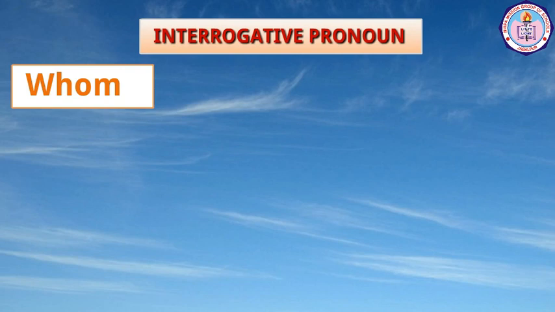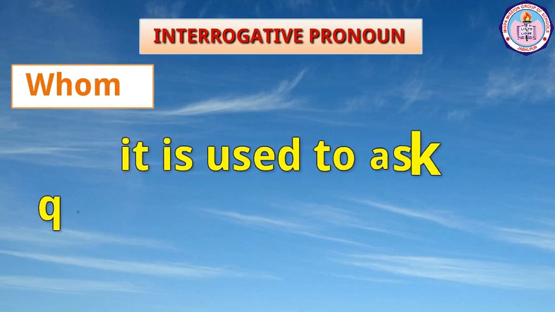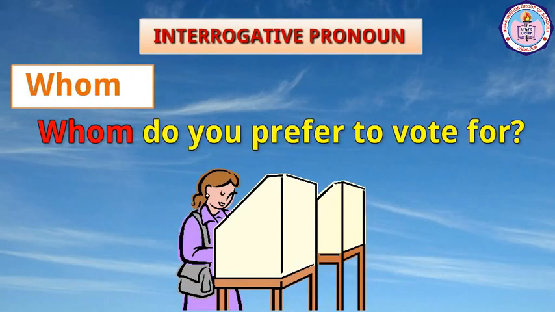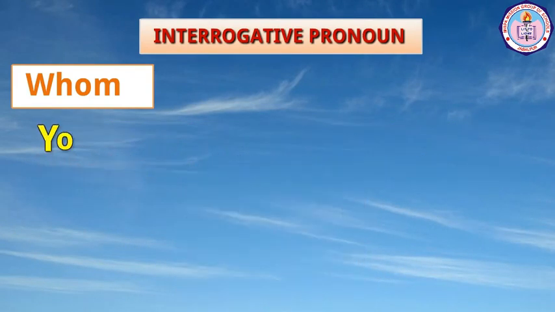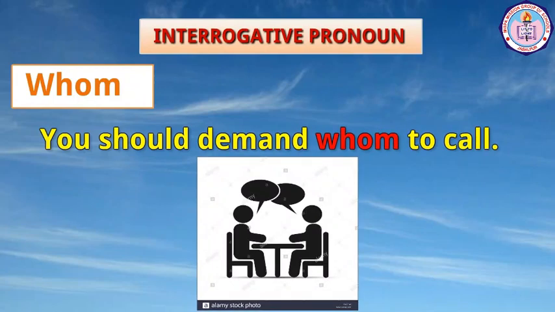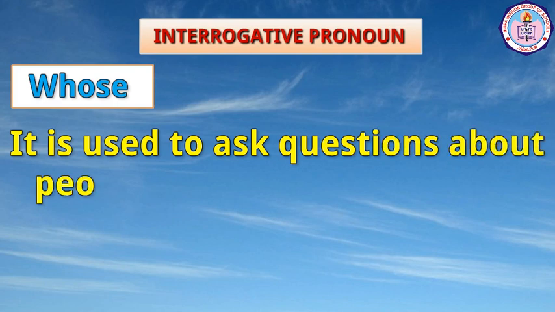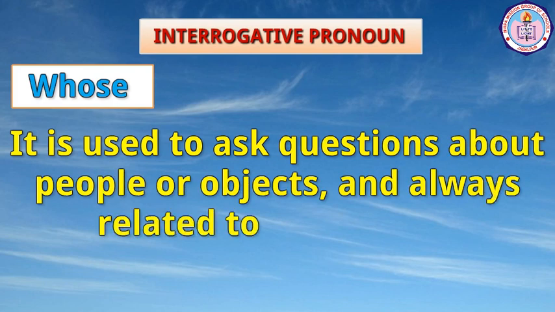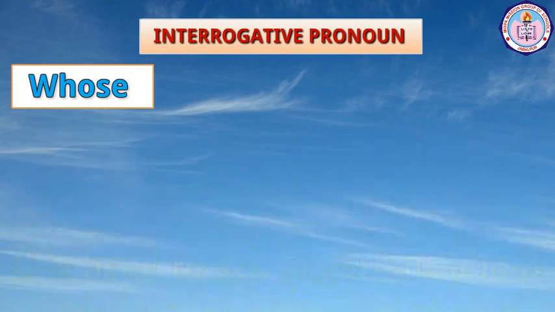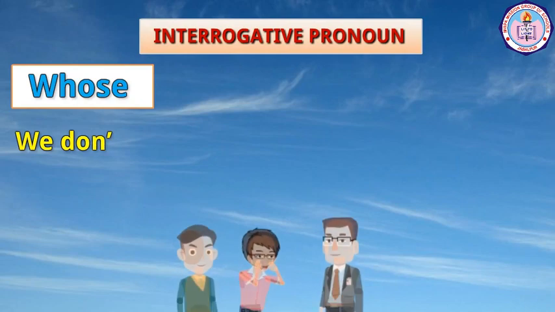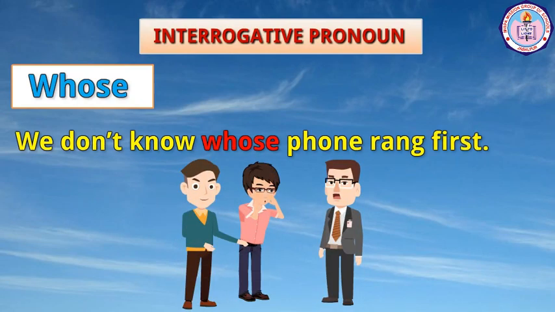Whom? This interrogative pronoun is rarely seen these days, but when it shows up, it is used to ask questions about people. Examples: whom do you prefer to vote for? You should demand whom to call. Whose? It is used to ask questions about people or objects and is always related to possession. Examples: whose sweater is this? We don't know whose phone rang first.